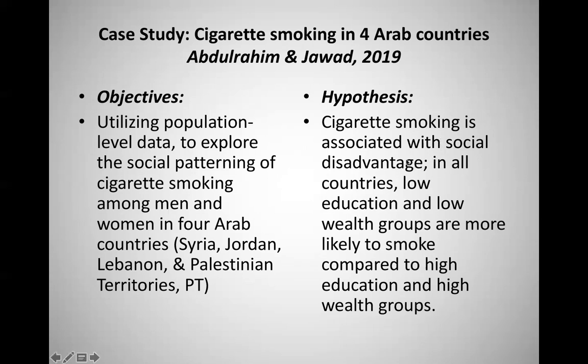The hypothesis we had is that cigarette smoking is associated with social disadvantage. So we hypothesized that people who have lower SES will smoke more, even though there's a sort of cultural understanding that people in the Arab region just smoke. Everybody smokes. Okay. So we hypothesized that in all countries, low education and low wealth groups are more likely to smoke compared to high education and high wealth groups.